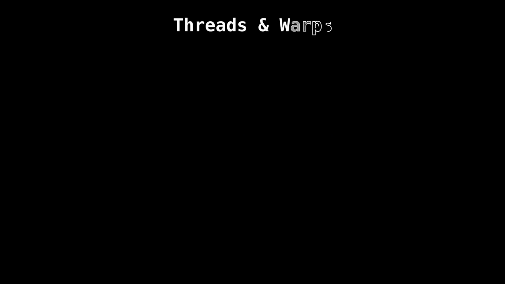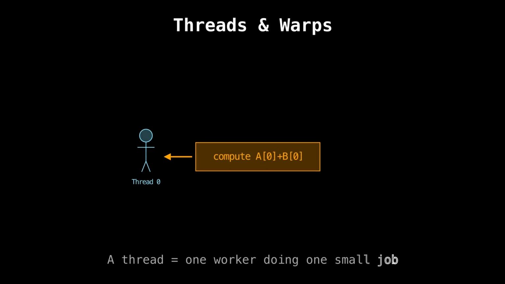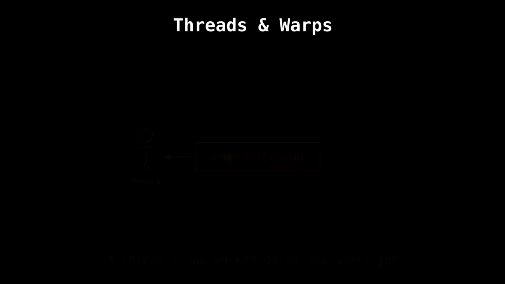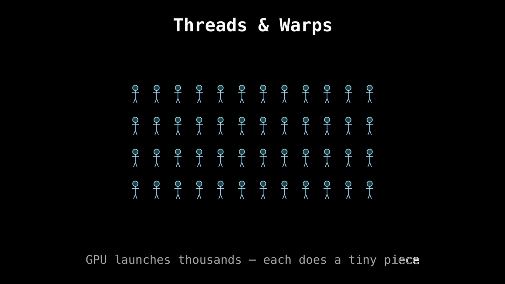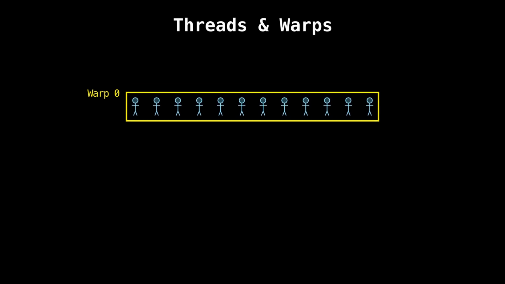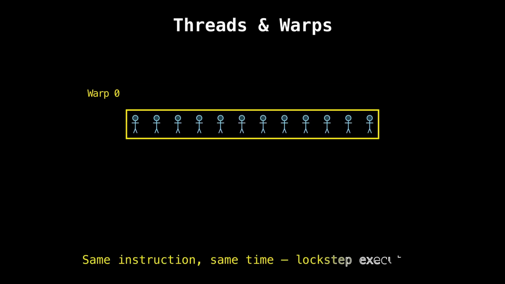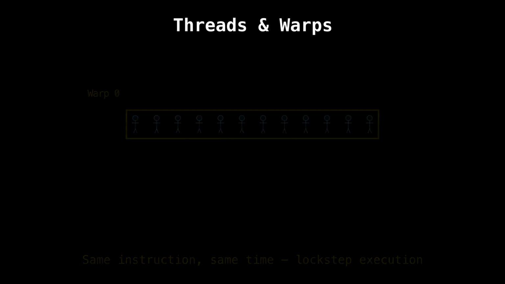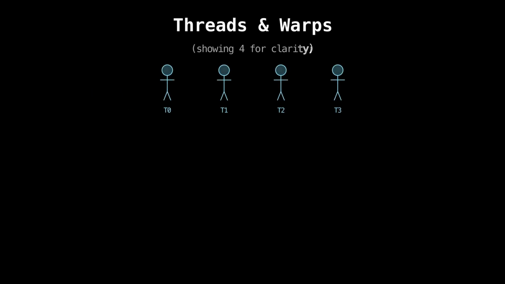Okay then. So how do threads actually coordinate all this? A thread, just one worker, one tiny job. But GPUs launch thousands of these guys, each doing a small piece. Here is the trick. Hardware bundles them into groups of 32. We call those warps. And they all march in sync. Same instruction, same movement. We will scale down to four threads to keep things simple.